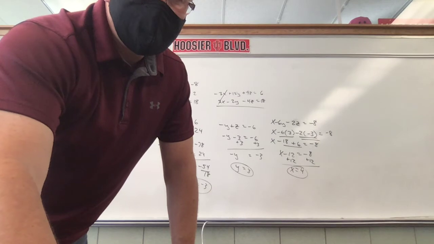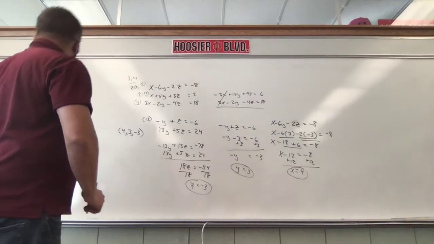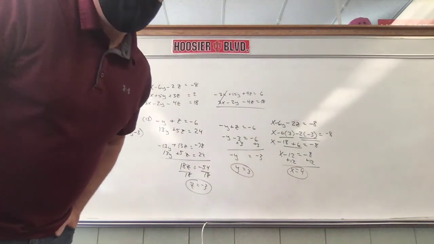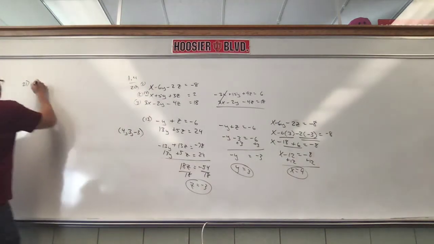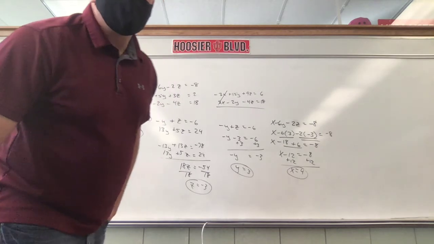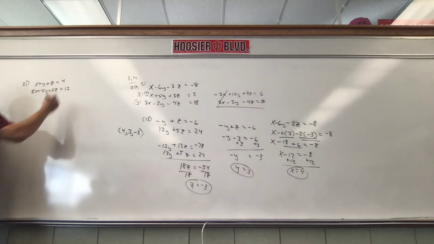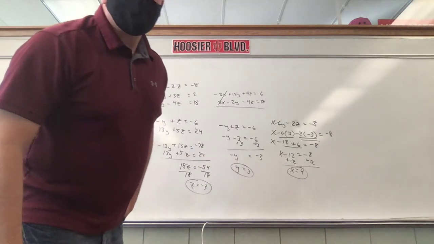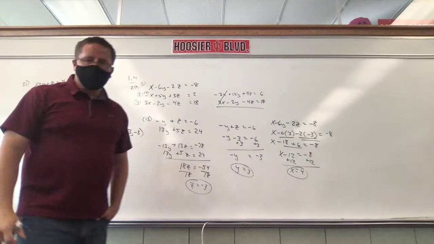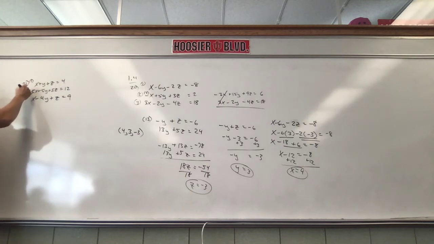Let's look at number 21. x plus y plus z is 4. 5x plus 5y plus 5z is 12. And the third equation is x minus 4y plus z is 9. Also label equations 1 and 2 and 3.